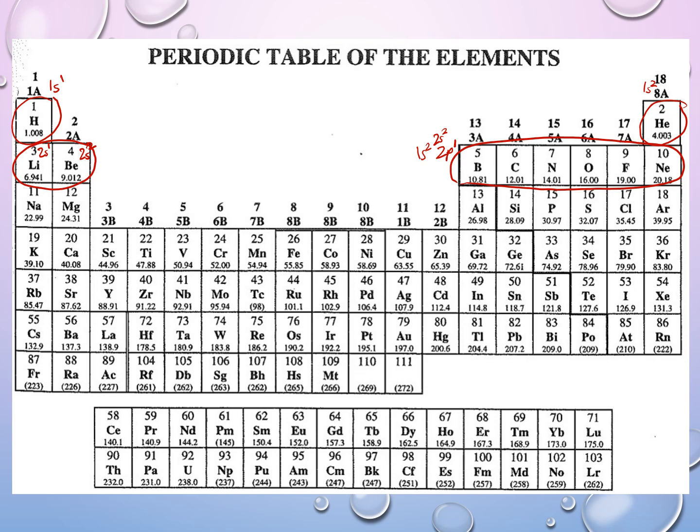So this is 1s1, this is 1s2, and then lithium is 1s2, 2s1, and then beryllium is 1s2, 2s2. I'm just writing the outside here, right? Let me go ahead and add the inside levels in too. So this is 1s2, 2s1, 1s2, 2s2, right? So we kept going 1s2, 2s2, 2p1, and then this guy carbon here would be 1s2, 2s2, 2p2.